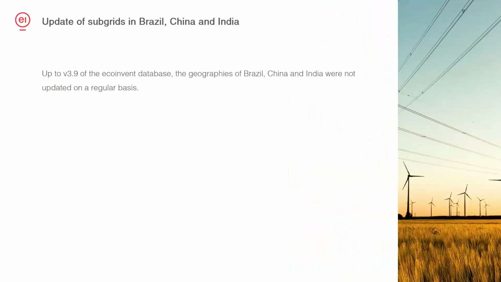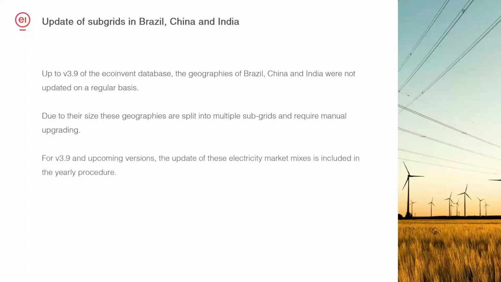Up to version 3.9 of the ecoinvent database, the geographies of Brazil, China, and India were not updated on a regular basis. These countries are split into subgrids due to their size, and our standard update procedure has no data available to update these subgrids. However, from this year onward, we will regularly update also the market mixes of these countries.